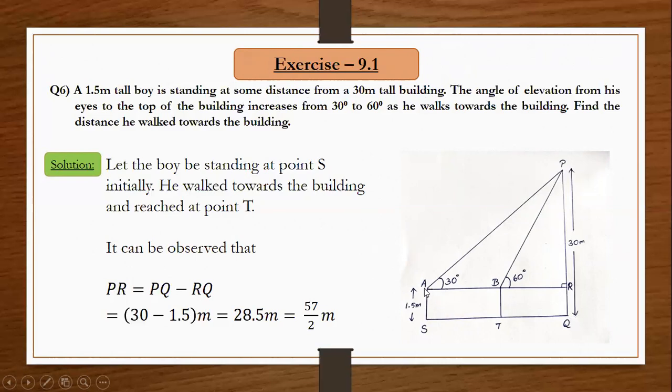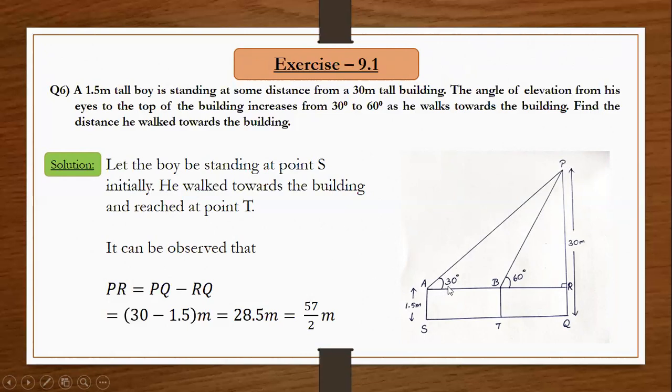The angle of elevation, he is looking above. From his eyes to the top of the building, he has to look above. So angle of elevation increases from 30 degree to 60 degree as he walks towards the building. So AS is the person. He first, when he looks up at the top of the building, which is P, he is having angle 30 degree.